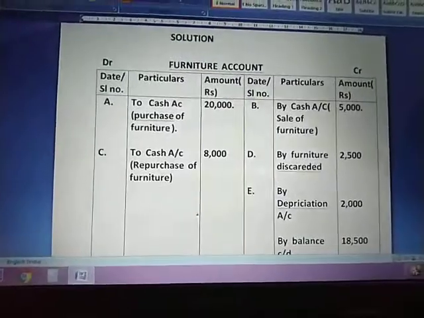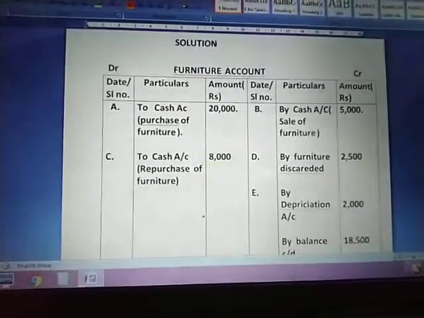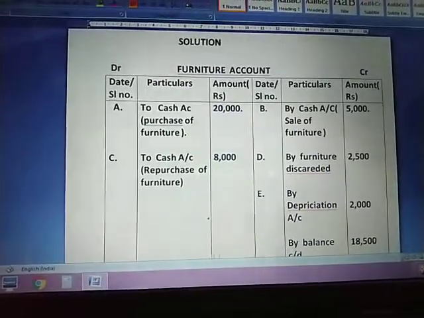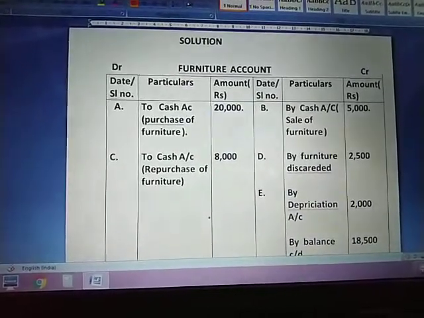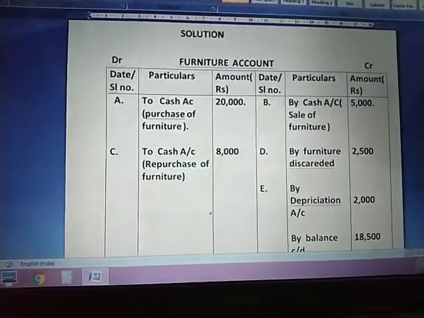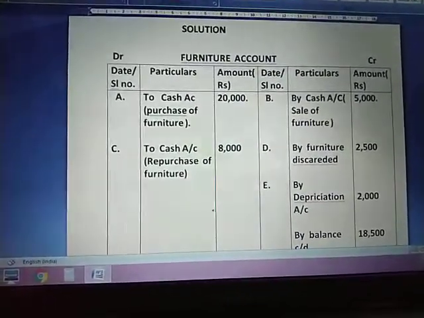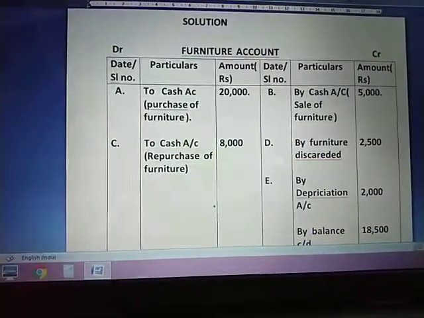Now this is the format of an asset account, that is, a furniture account. On the debit side we will be recording the increase in assets, and the credit side will be recording the decrease in assets. So first is the cash purchase of furniture. So we will write "to cash account" 20,000 in the amount column.